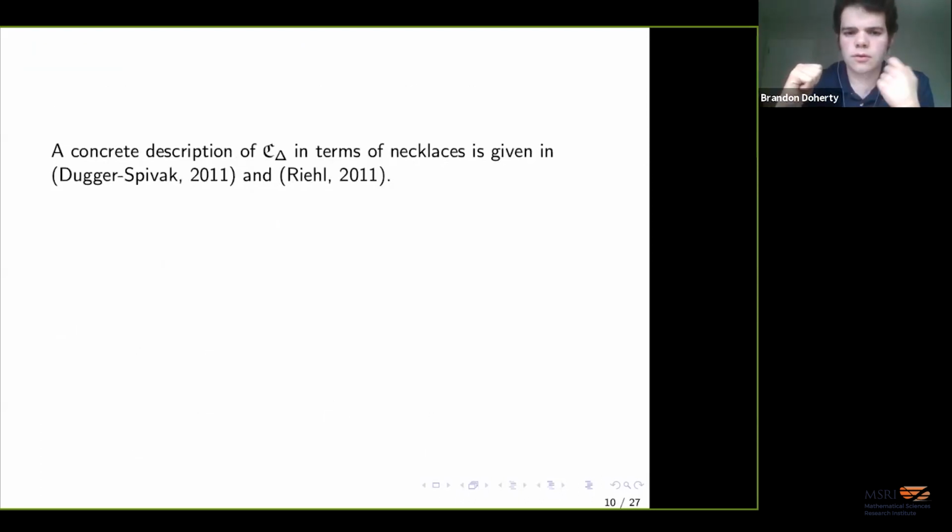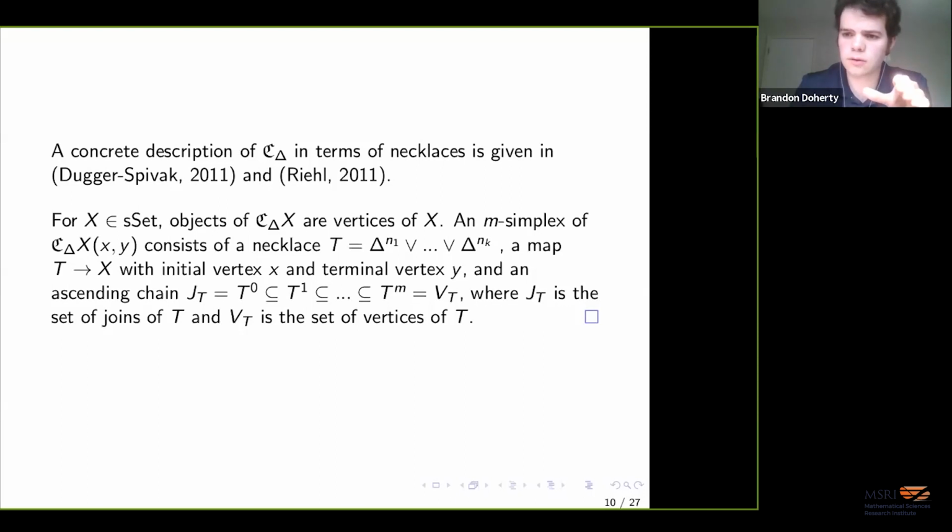Right, so as I mentioned, there's this concrete description of the left adjoint of the simplicial homotopy coherent nerve functor, which is given in a paper of Dugger and Spivak. It's also described in a paper of Riehl from somewhat later on, which cites Dugger and Spivak's work, and that's the description which I'll be quoting here, just because it's a bit easier to work with. So the objects of C delta X for any simplicial set X are just the vertices of that simplicial set.